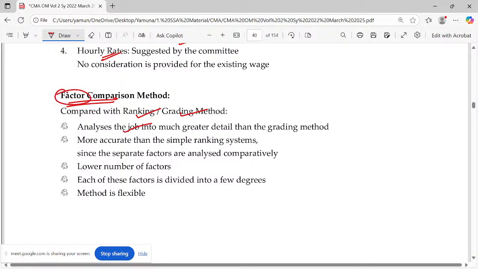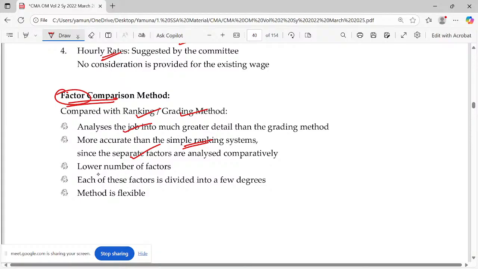Earlier one, for each and every judge, it might be different because the expert committee has different points in mind. But what happens in the factor comparison method is, in the job, they list out the factors and assign this ranking system. So it's completely more accurate than the simple ranking system because we consider each and every separate factor.